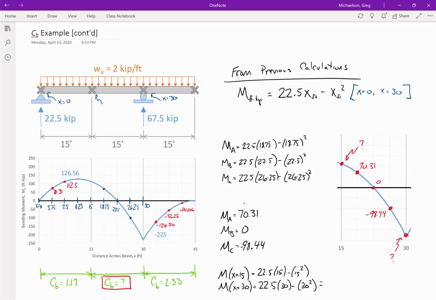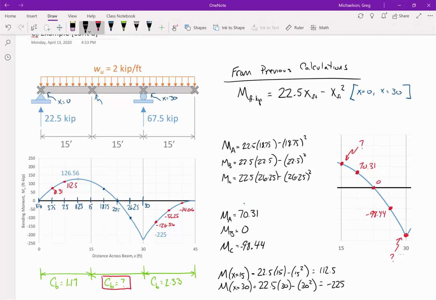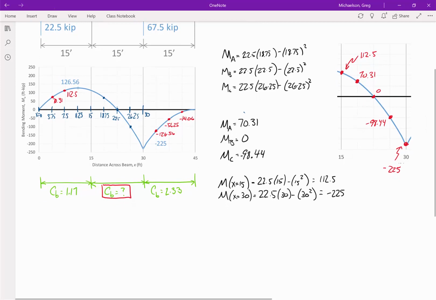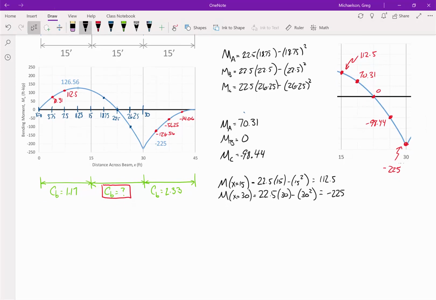Again, by looking at the segment, you can see the maximum moment is either going to occur on the left or on the right, but you might not actually know which one until you go through and chug it out. When you plug and chug these equations, this one is 112.5, and this one is negative 225. So just to put that on my figure, this one's 112.5. That is minus 225.